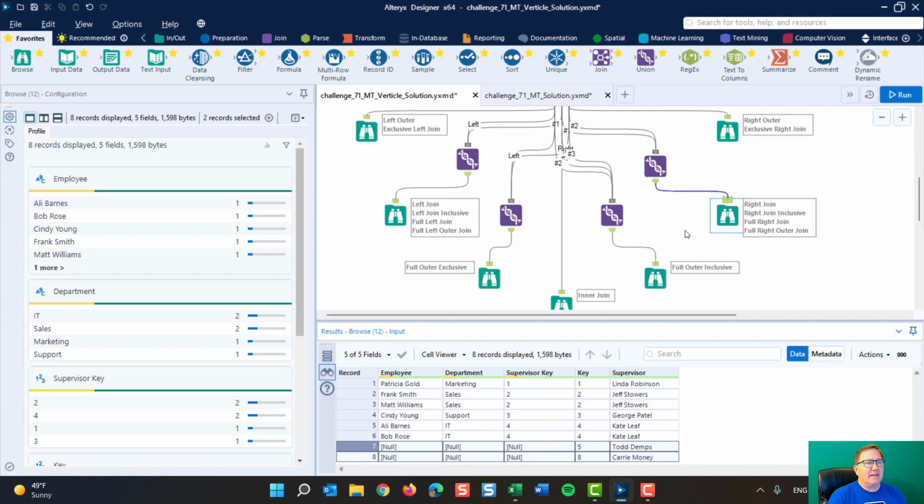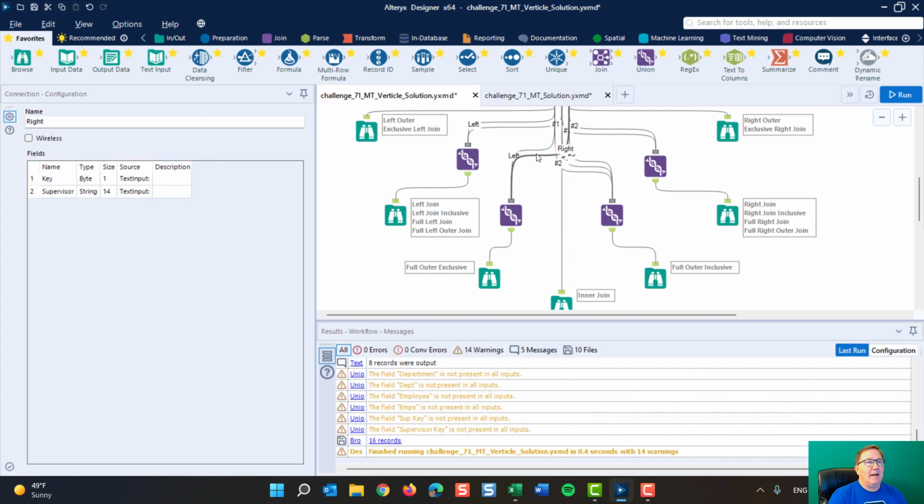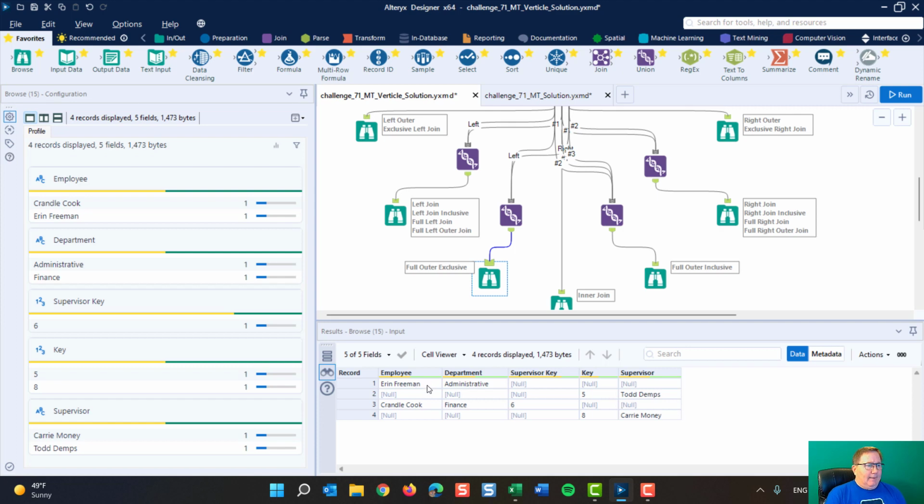Now let's talk about the final two, which is a full outer join exclusive and a full outer join inclusive. Let's talk about the exclusive first. And what you're doing is you're taking the left and the right and you're bringing them together and saying, okay, we've got Aaron and there's no supervisor. Well, we've got a supervisor but no employee. And then we've got Crandall Cook in finance in 6, but there's no supervisor. And we've got Carrie Money and there's no employees. And this gives you the exclusive.